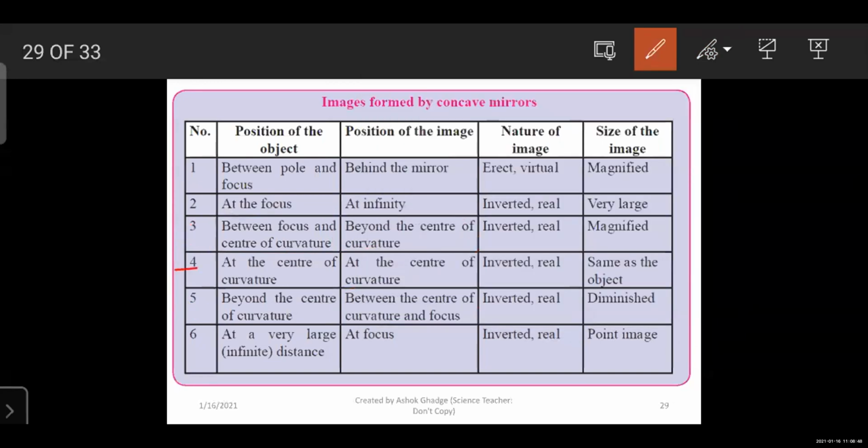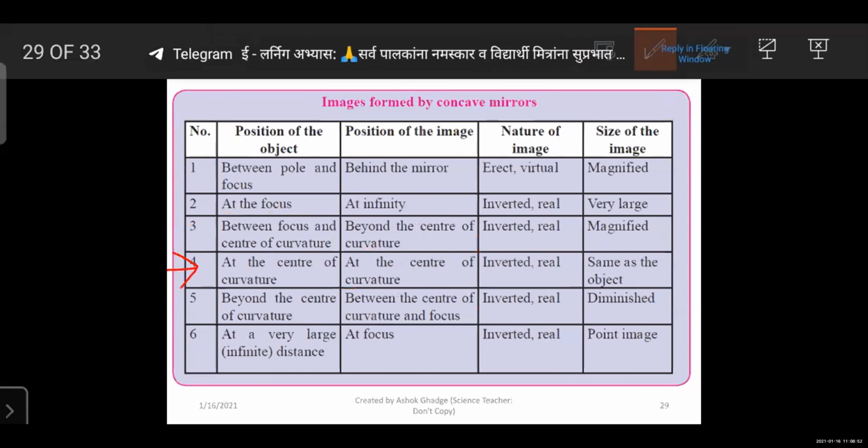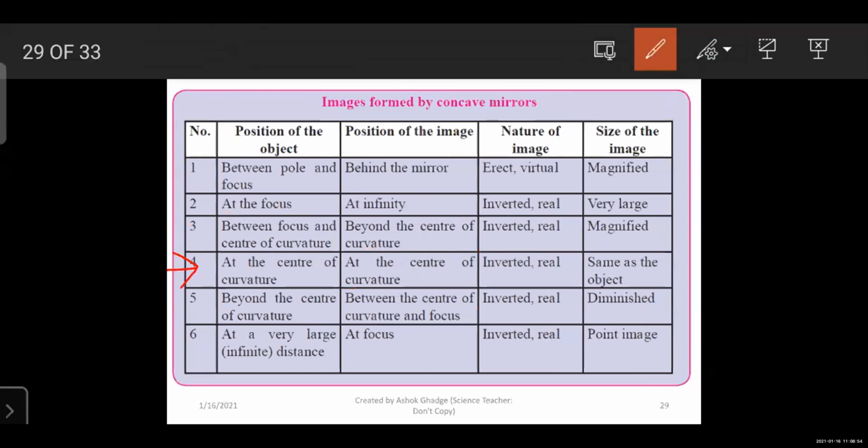Now in the next condition we have seen, if the object is at the center of curvature, the image will be obtained at the same position, that is, at the center of curvature only. The nature of the image was inverted and real, and the size of the image is the same as the object.